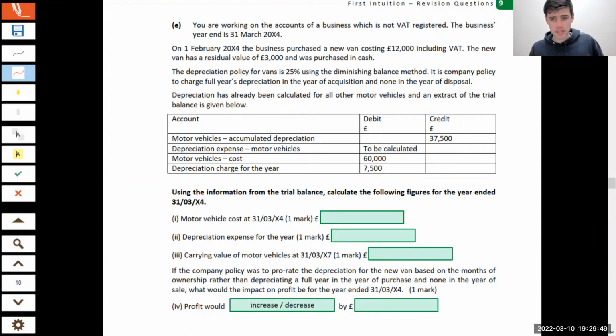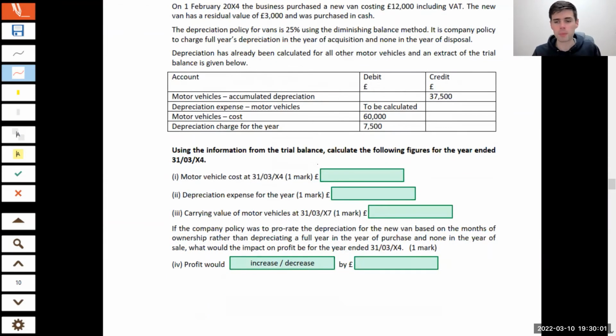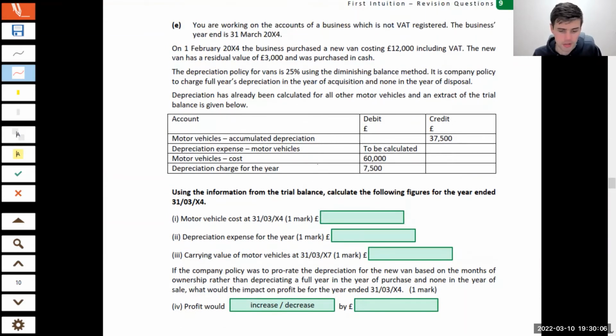It says that depreciation has already been calculated for all other motor vehicles and an extract of the trial balance is below. So let's start to have a look at this. Again, it looks like there's a lot here, but we'll filter through this information as and when we're going through it, okay? First of all, it's saying in part one, what is the motor vehicle at cost account when we've taken into account the new acquisition? Now, to do this, I'm picking a variety of elements.